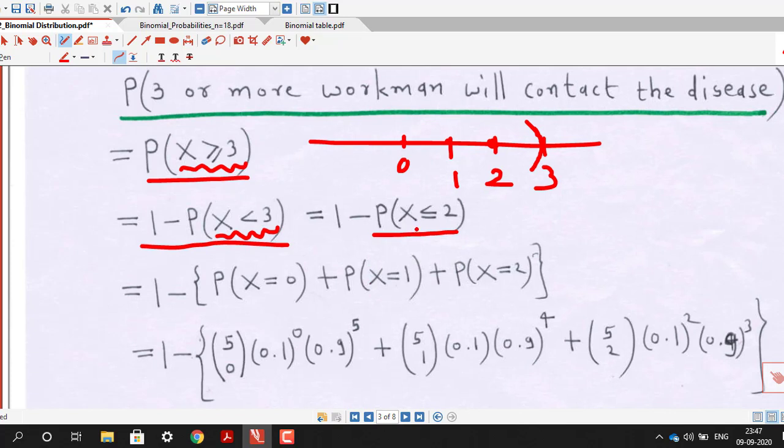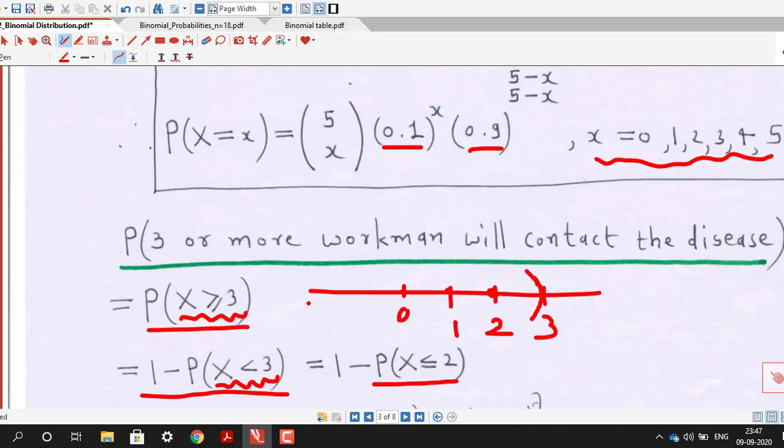And capital X less than or equal to 2 means probability that x equal to 0 plus x equal to 1 plus probability that x equal to 2. And these probabilities we can calculate using this formula.